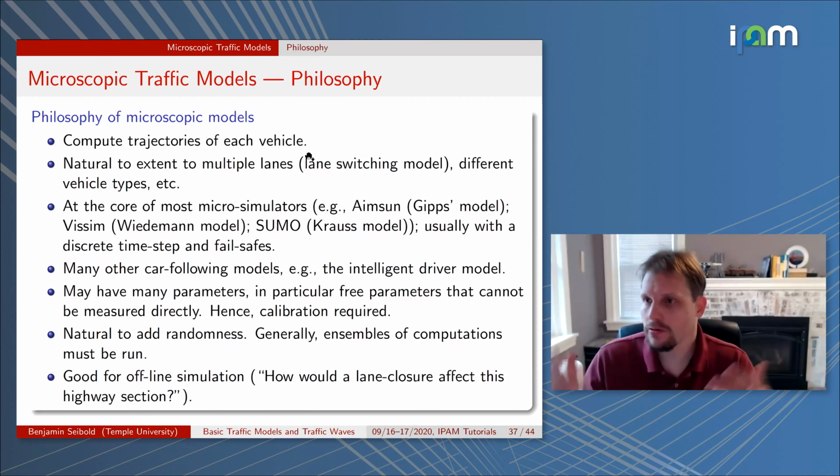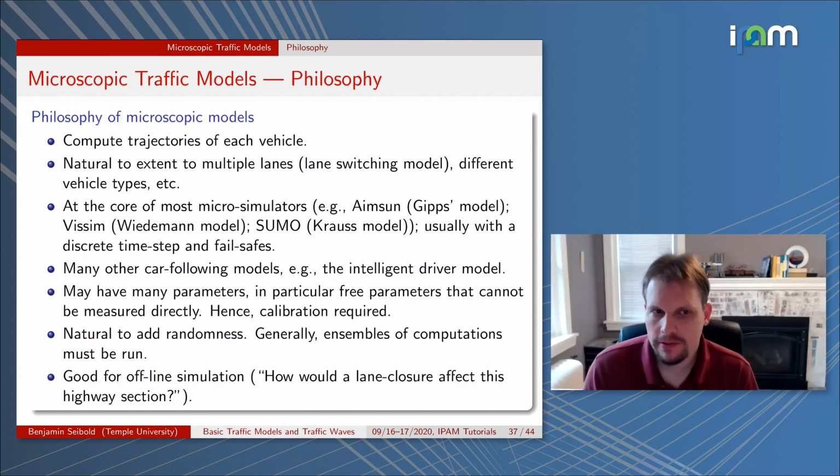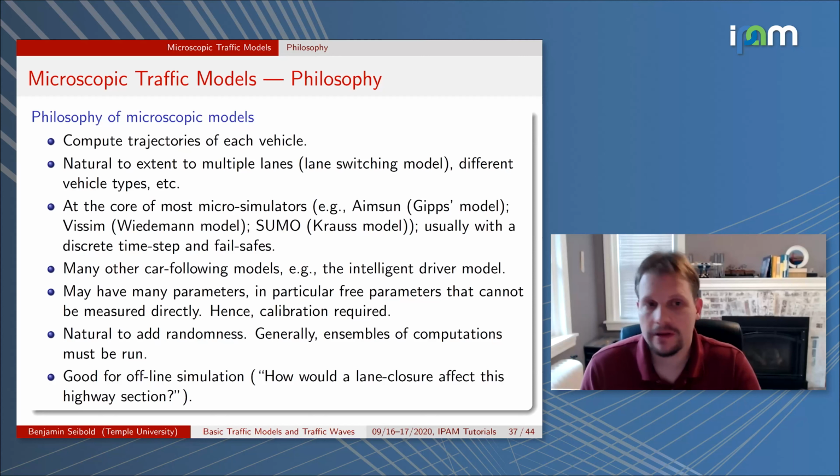And obviously, you can do all kinds of stuff because it's relatively intuitive. Of course, you need to know a little bit about dynamical systems, and how to approximate them numerically. There's quite some coding effort required to make this all work. But in principle, you can extend it to multiple lanes with a lane switching model, easily change vehicle types, have heterogeneous traffic flow, and lots of different things.